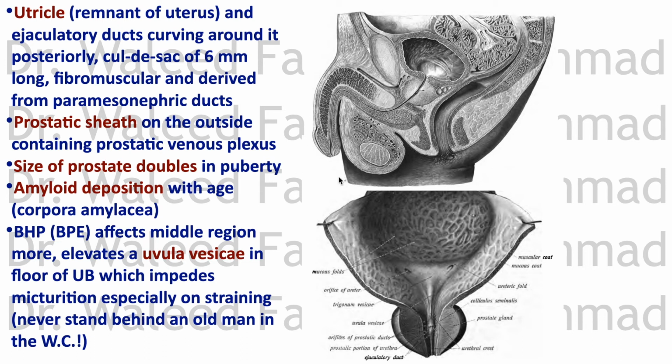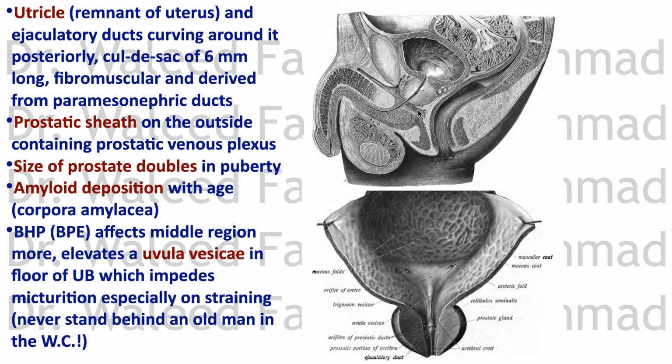Now there is a structure called the utricle, as you can see here. This is the utricle. It's the remnant of the uterus, the remnant of the Mullerian duct or the paramesonephric duct. The utricle and ejaculatory ducts curving around it is a cul-de-sac 6 millimeters long. It's a fibromuscular sac derived from the paramesonephric duct, as I told you.